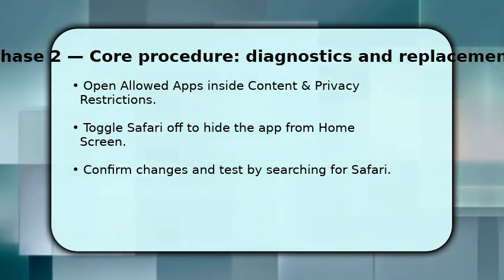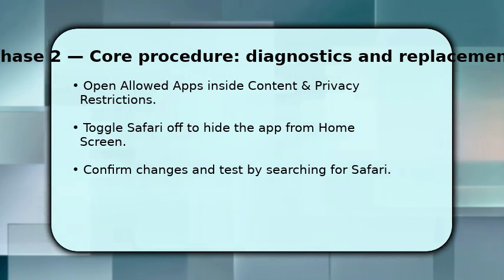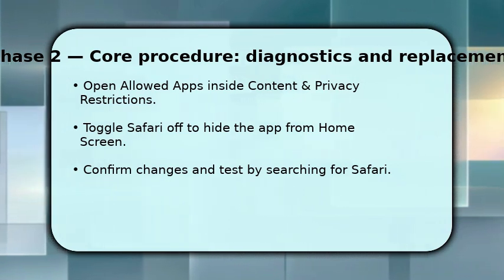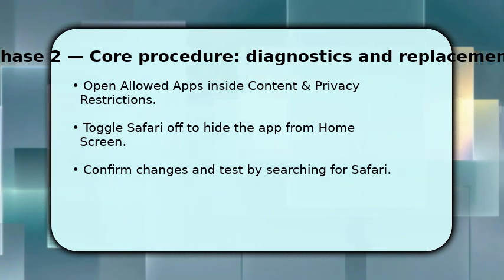Toggle Safari off. This hides the app and prevents it from launching from the home screen, which is why this method is effective. Once toggled, make sure to press back and exit Settings so changes take effect. To verify, swipe down and use Search.